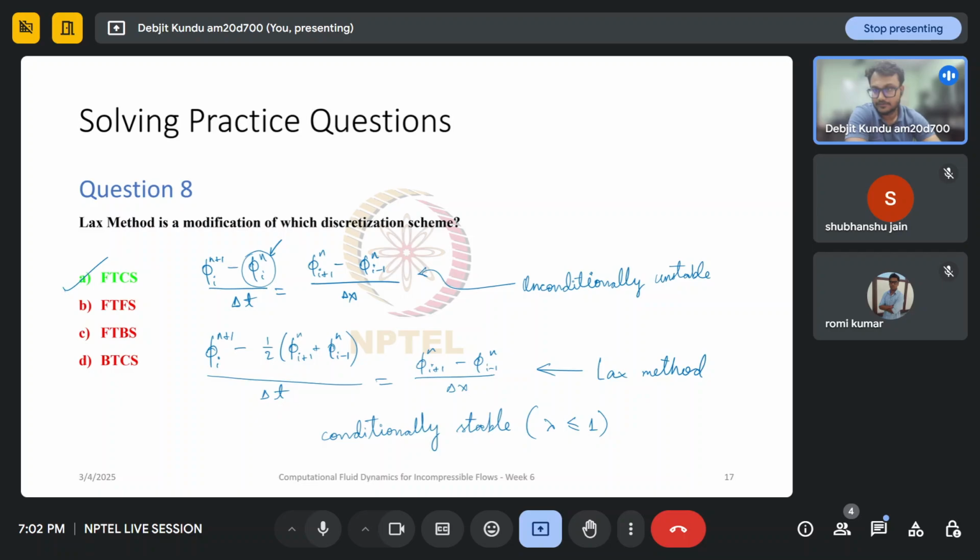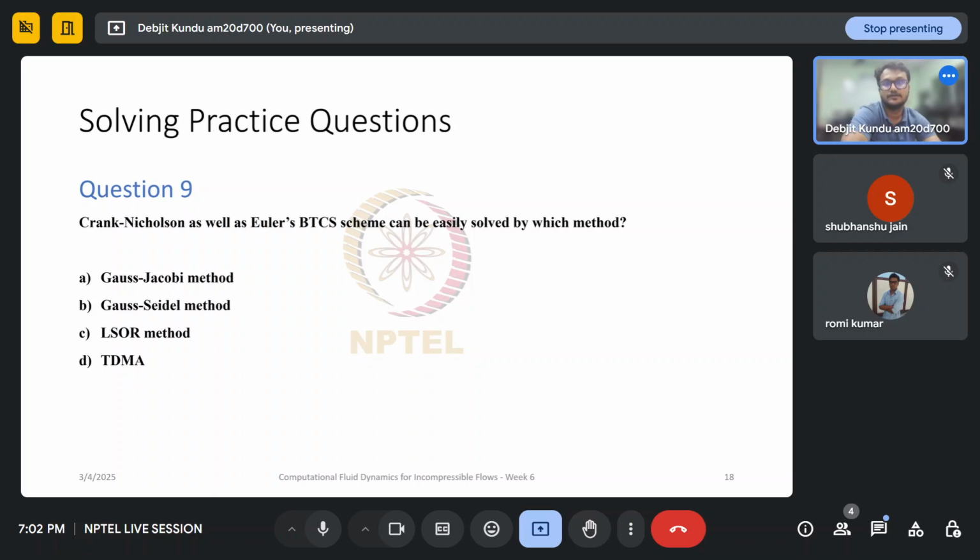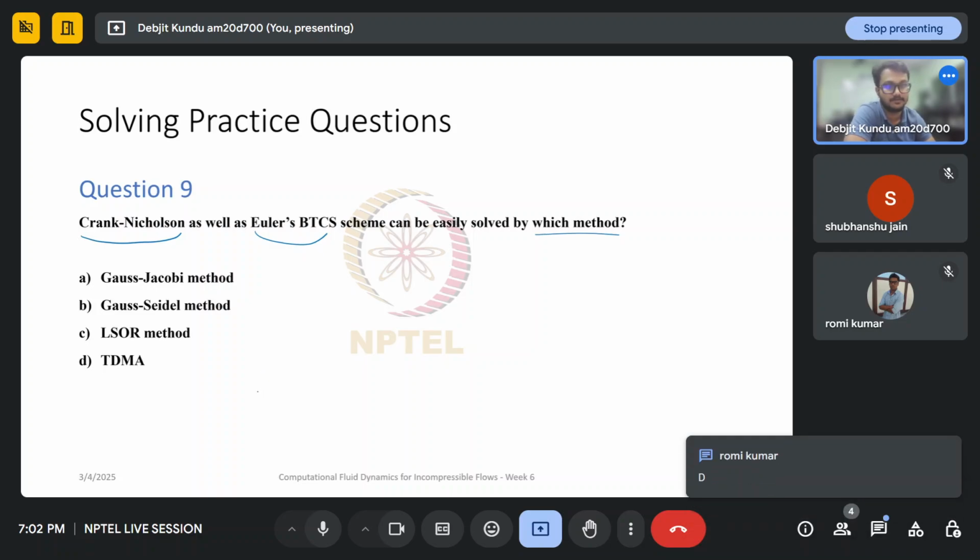All right. So let's move on to question number 9, which is asking us Crank-Nicholson as well as Euler's backward in time central in space, BTCS scheme, can be easily solved by using which method? Is it Gauss-Jacobi method? Is it Gauss-Seidel method? Is it LSOR or line successive over relaxation method? Or is it TDMA, that is tridiagonal matrix algorithm or Thomas algorithm?